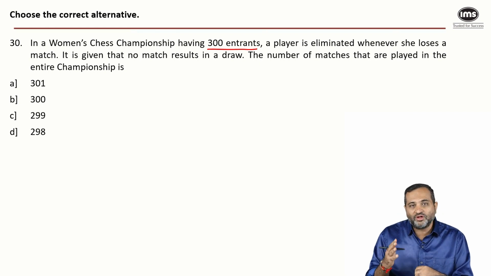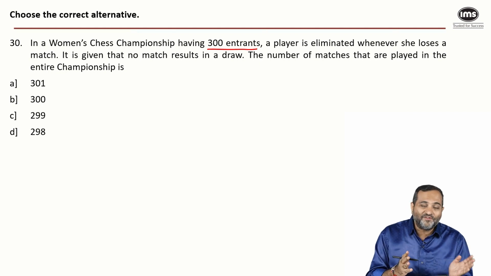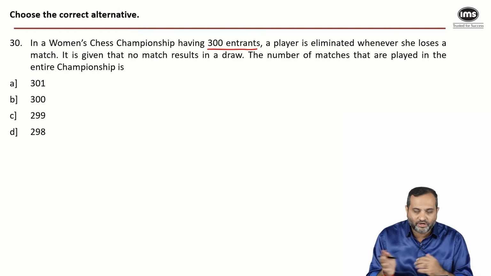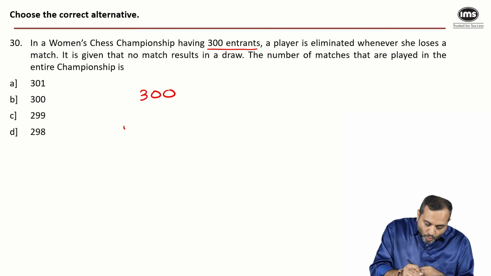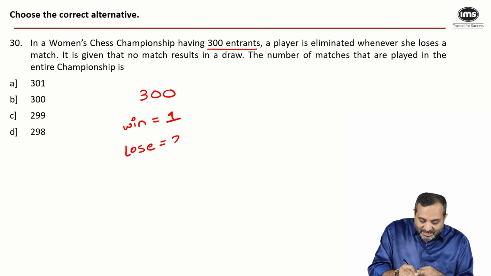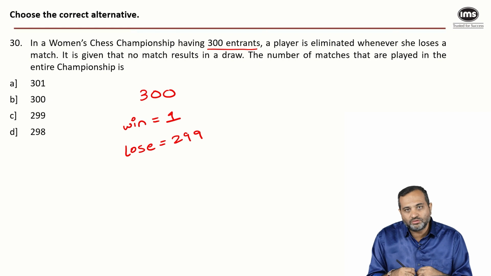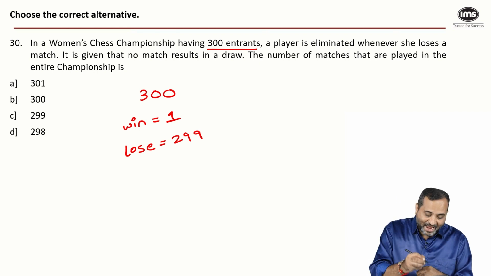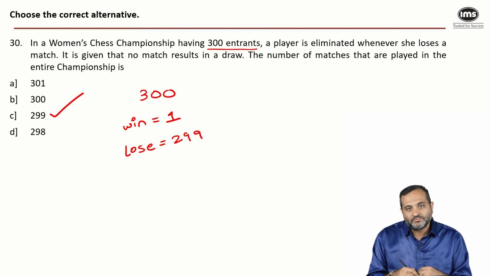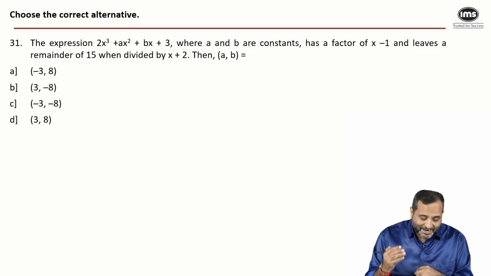You need not get into dividing that 300 entrants into 150 groups of 2 each and so on. Not needed at all. Can I say I have a total of 300 participants? How many can win? Can I say only one participant can win? Hence, how many participants have to lose? Can I say 299 participants have to lose? If 299 participants have to lose, and I know that in every match there is going to be one loser, can I say I have to play 299 matches? Hence, the total number of matches simply becomes 299. Let's look at the next question.